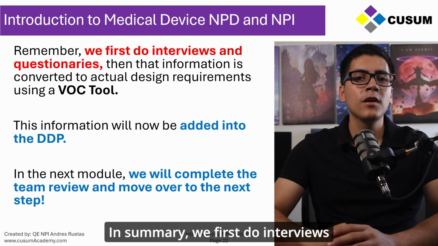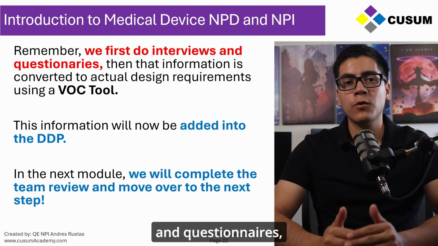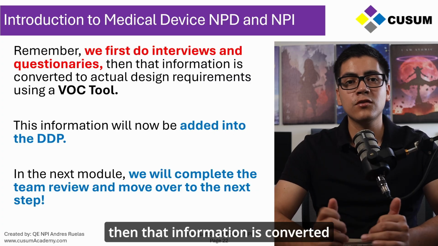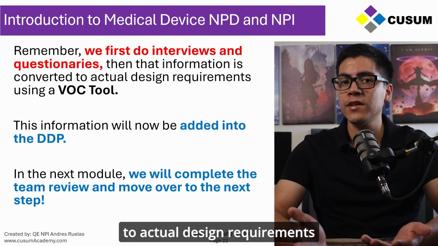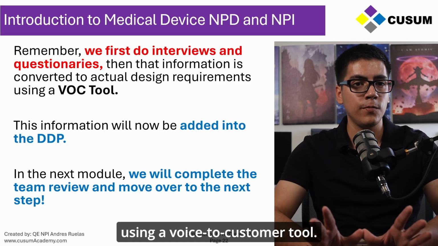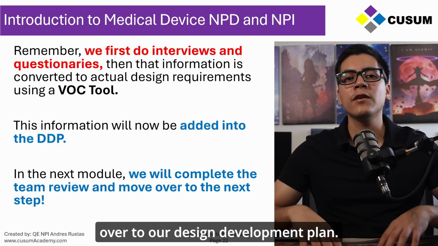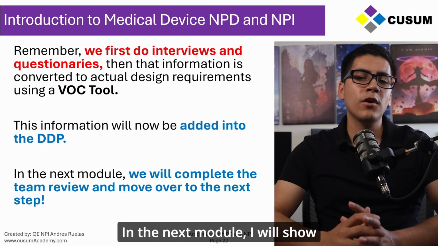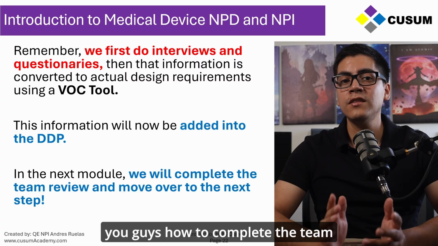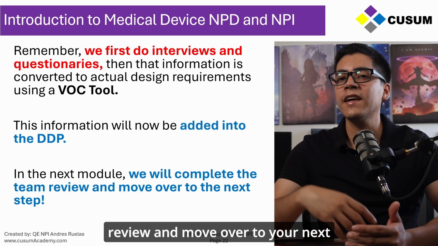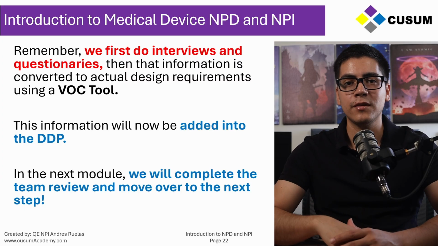In summary, we first do interviews and questionnaires. Then that information is converted to actual design requirements using a voice of customer tool. This information will then be added over to our design development plan. In the next module, I will show you guys how to complete the team review and move over to your next step during new product development.